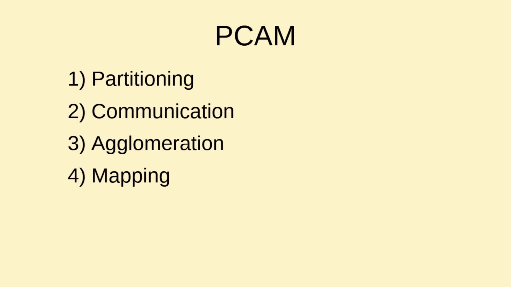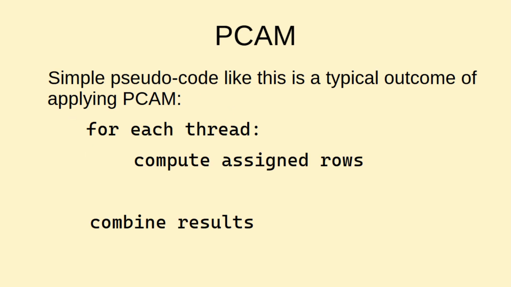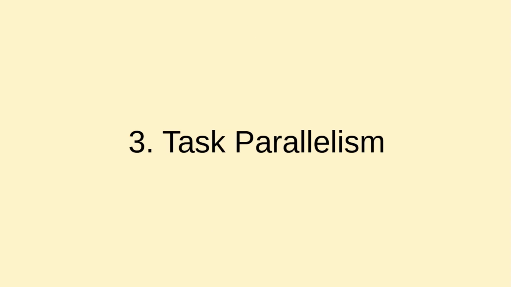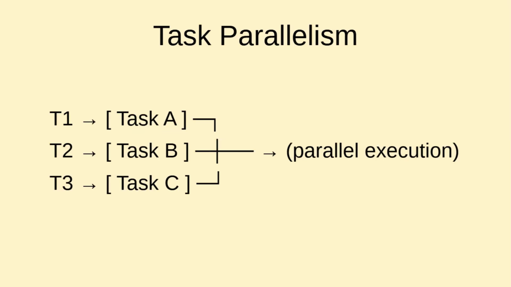So, PCAM is not code. It is a thinking process before coding. A simple pseudocode like this is a typical result of applying a PCAM model, where we divide the data, process it in parallel, and then combine the results. Let's start with the simplest pattern, task parallelism. Here, tasks are independent and can run in parallel.